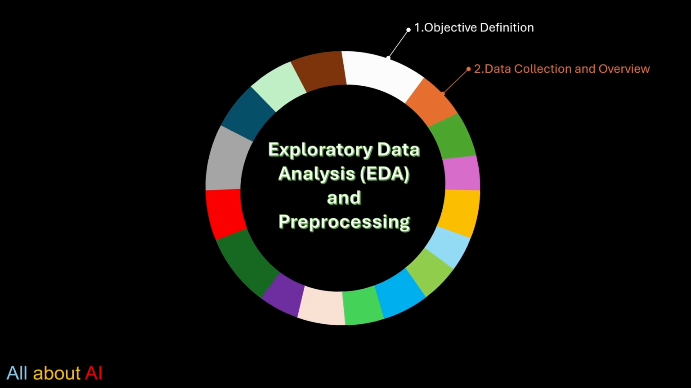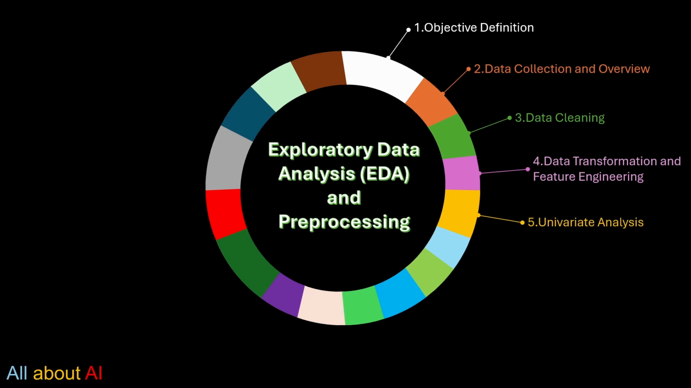Then the next step is data collection and overview. We need to look at the data and have a basic idea about what this data is all about. Then we start with data cleaning, data transformation and feature engineering. After that, usually we do univariate analysis followed by bivariate analysis, then multivariate analysis, with some kind of visualization on top of all these analyses to tell the story.